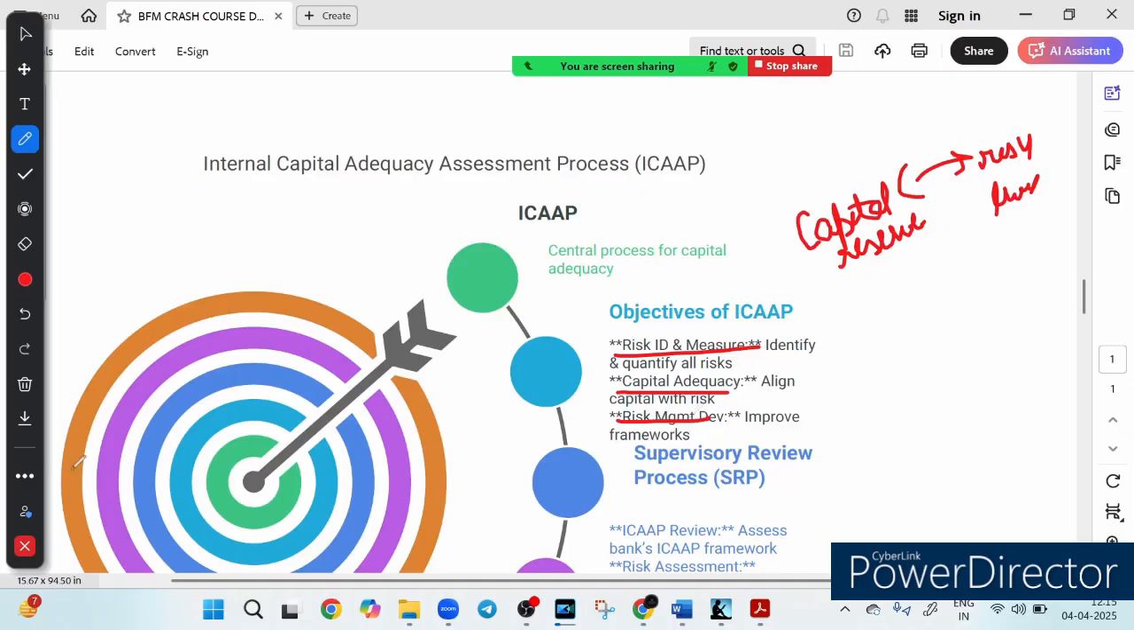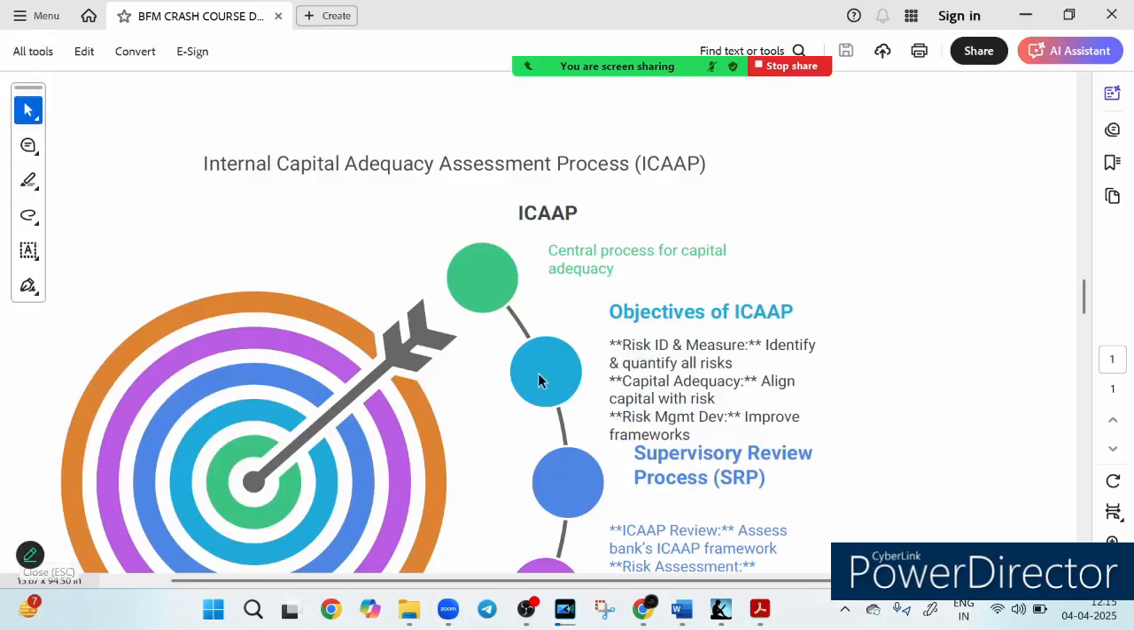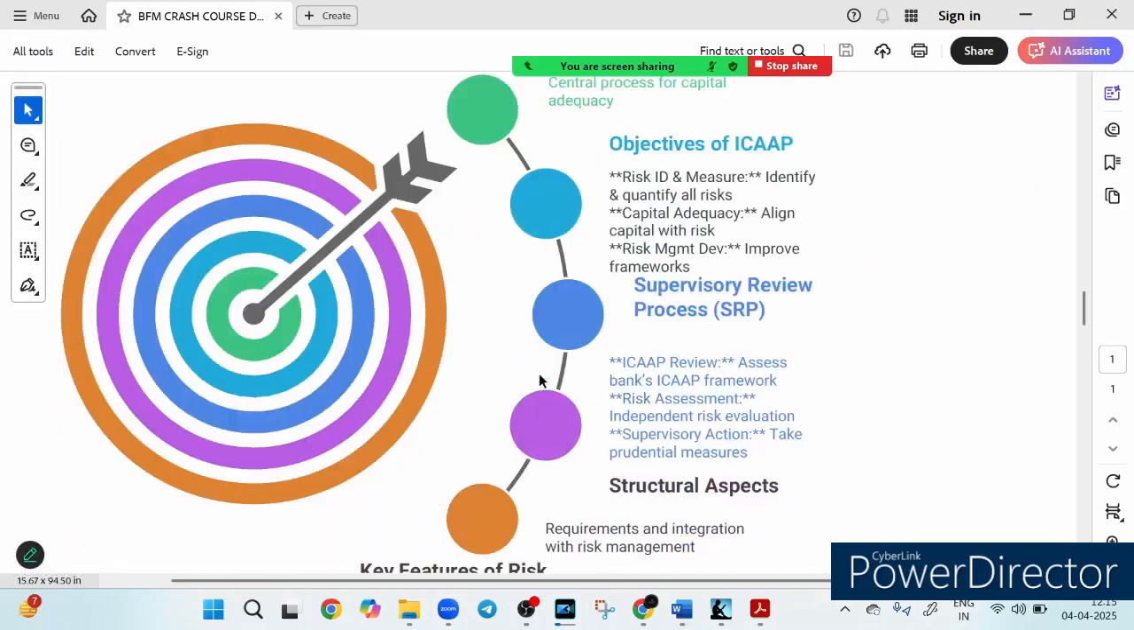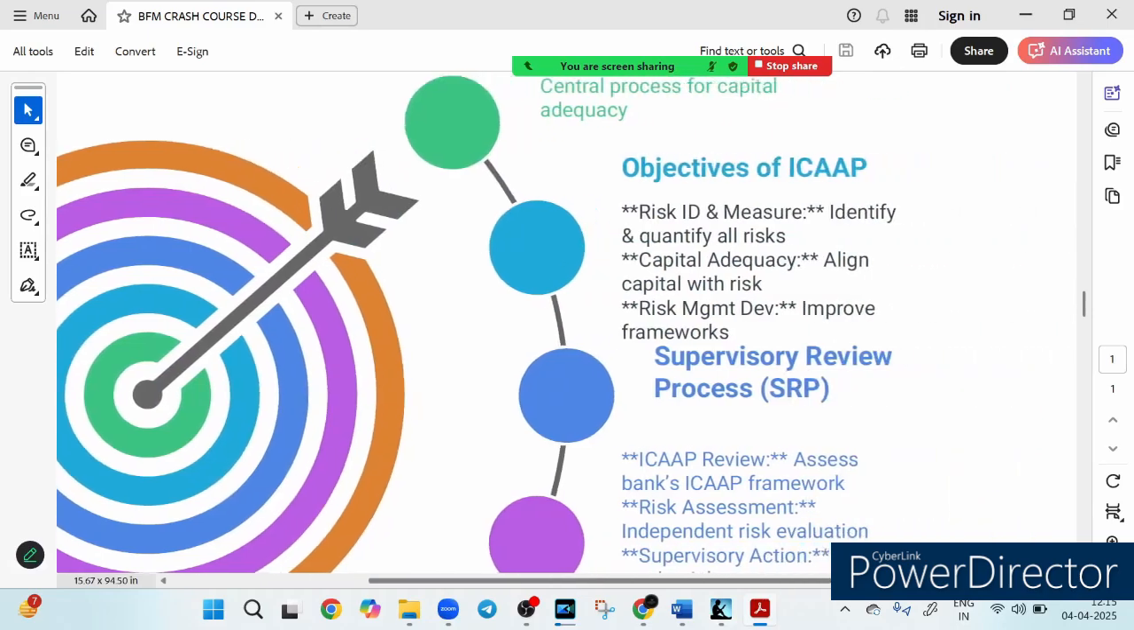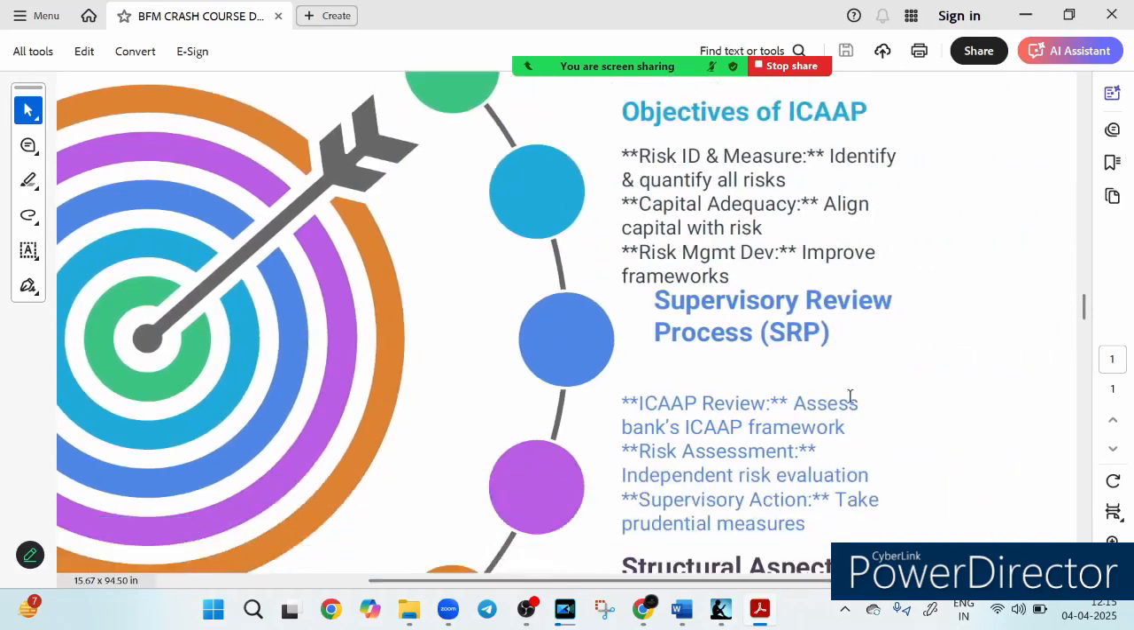Now what is SRP? SRP full form is supervisory review process. So what does it mean? ICAAP does not work in isolation. The regulator steps in to review and validate a bank's ICAAP framework. What are the steps that the regulator uses to review and validate a bank's ICAAP?